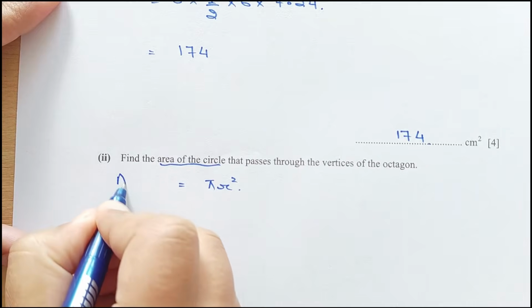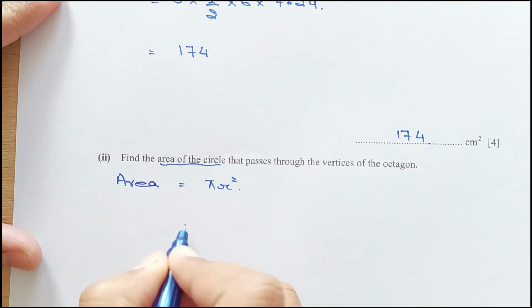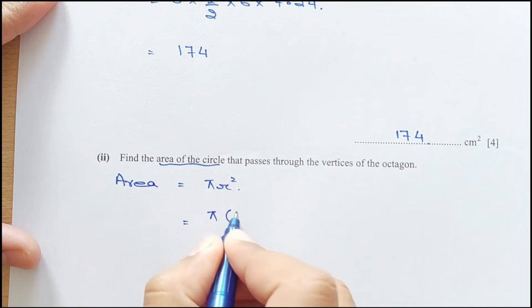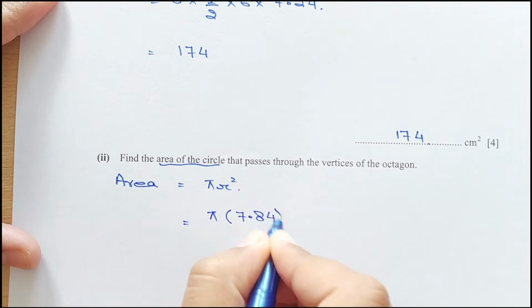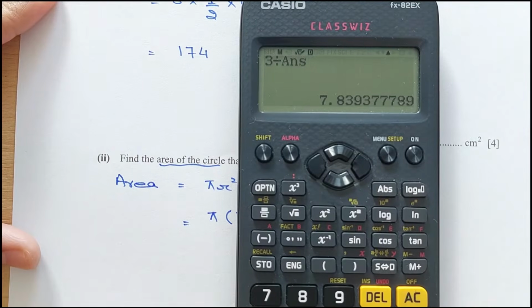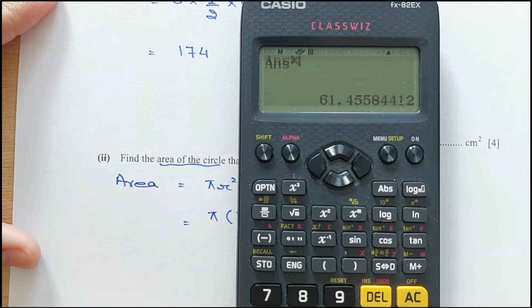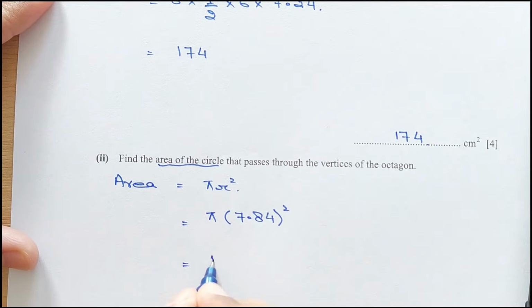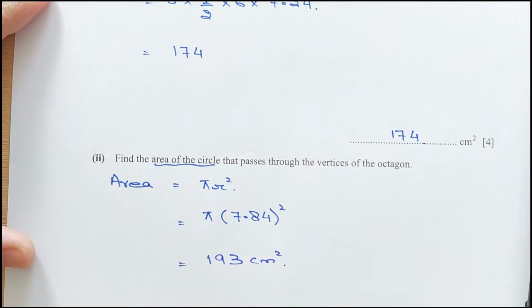So we can say that the area of a circle that passes through the vertices of the octagon is pi times radius square, which is 7.84 whole square, right? So the square and times the pi. This is 193 centimeter square, the answer. 193 centimeter square is the area of that circle.